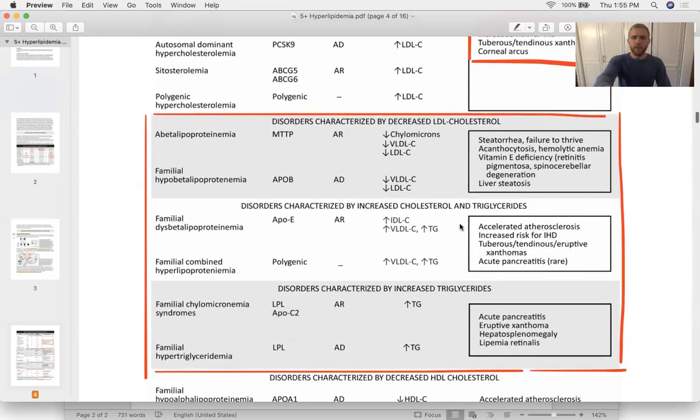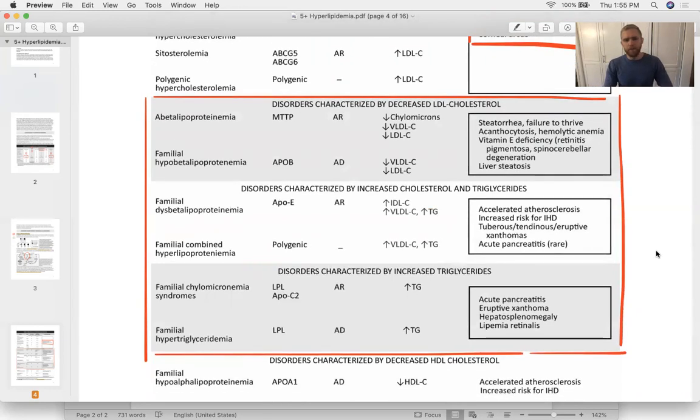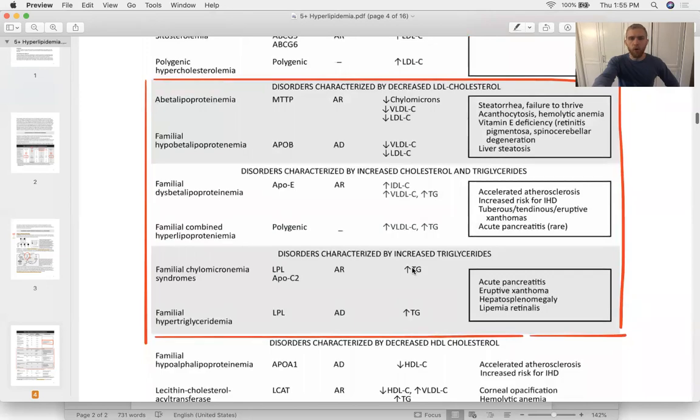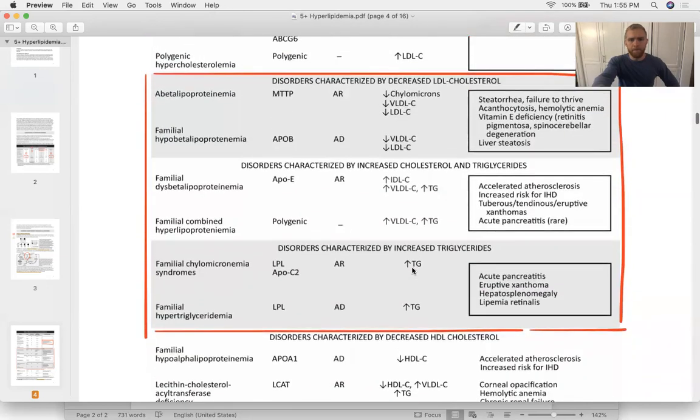Then we get into the type 3, 4, 5 Fredricksons. We get into these other disorders, and they're kind of grouped in pairs, and they have very particular symptoms. So if you are a table type of person, then I would start in the middle of this table and work outwards towards either side.